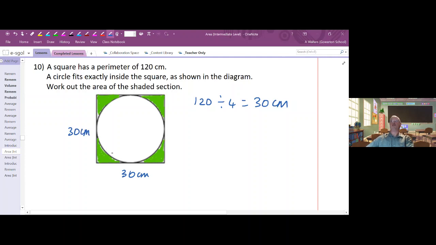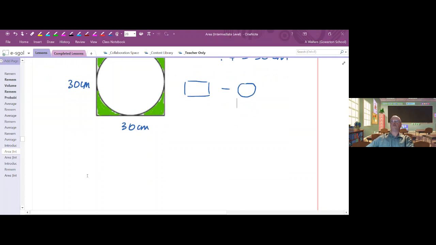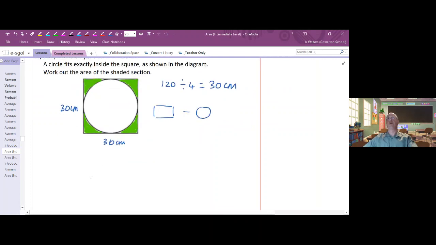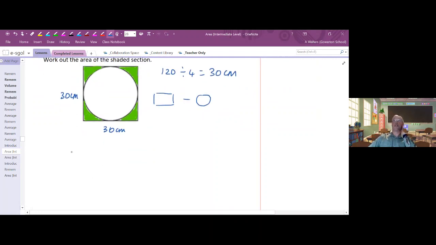So once again, we should have a strategy, and the strategy to find the shaded bit, I'm going to suggest you have a square, work out the area of the square, take away the area of a circle, and you're left with the shaded part. So let's see if I can reduce this. Right, so the square is an easy thing to work out. Area of square is 30 times 30. 30 across, 30 down is 900 centimeters squared.